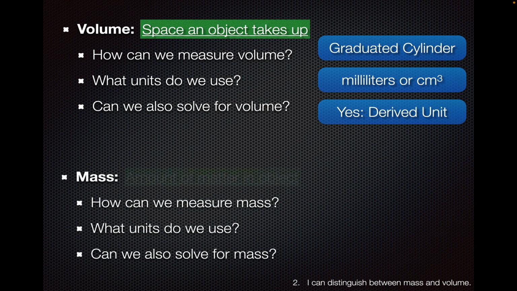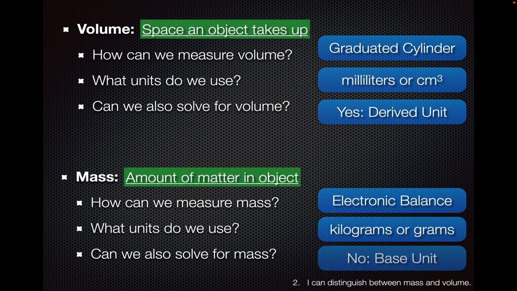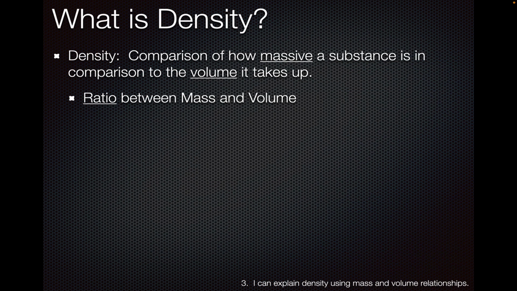Now mass, in contrast, is the amount of matter in an object. We measure mass on electronic balances. We use kilograms or grams as our unit. And we do not actually solve for mass because mass is a base unit, which means it's something that is fundamental. So it doesn't take solving for different lengths to find mass.